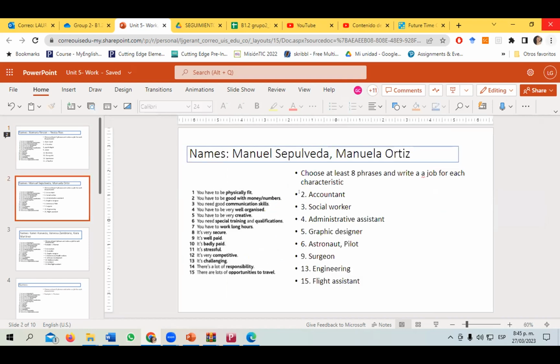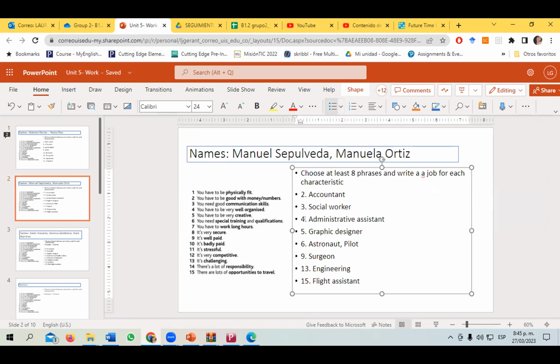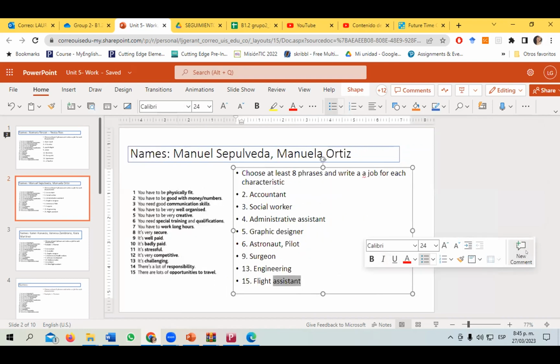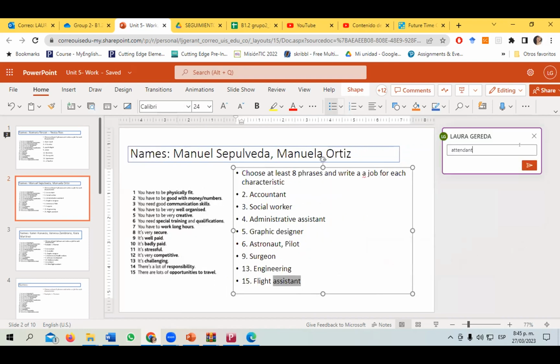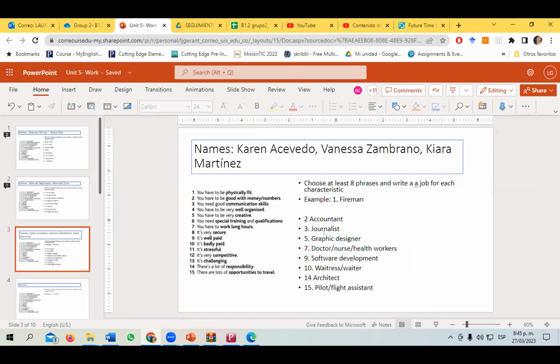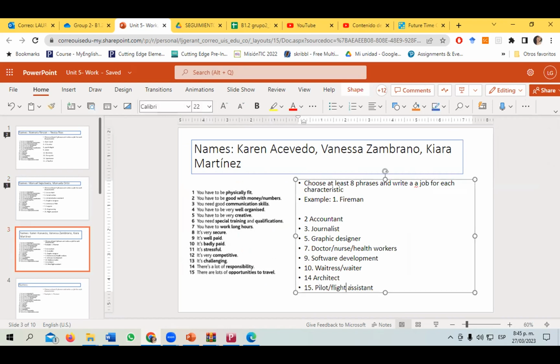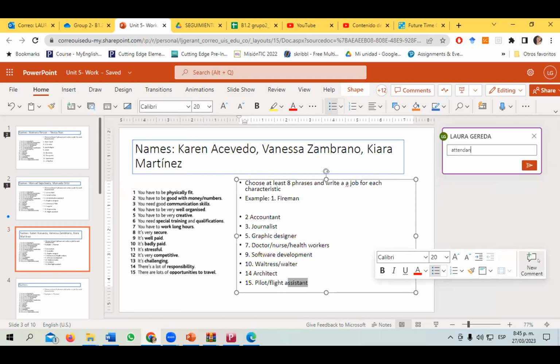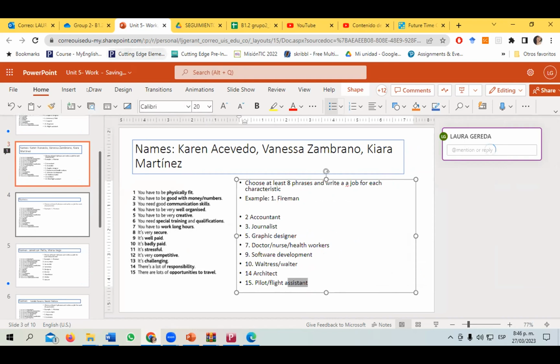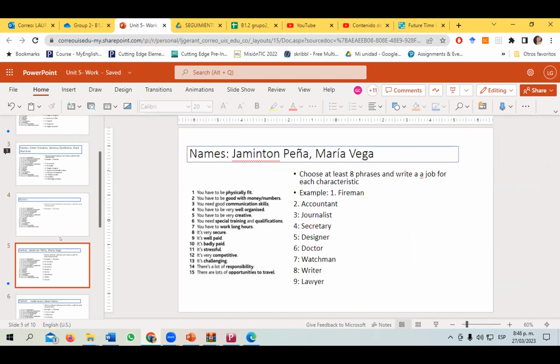All right, next, accountant, social worker, administrative assistant, graphic designer, astronaut or pilot, surgeon, good, engineering or flight assistant. We say flight attendant. All right. Accountant, journalist, graphic designer, doctor, nurse, worker, software development, waitress, waiter, yes, architect, a lot of responsibility, and pilot or flight attendant. All right. Number 4, no one.